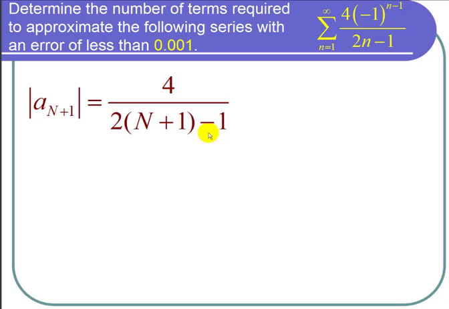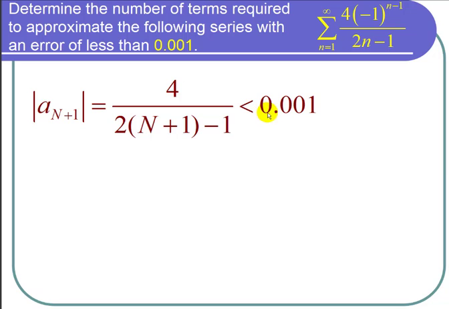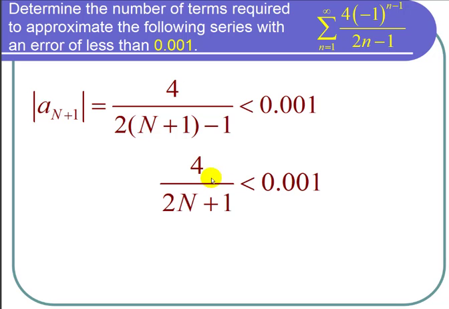So if we set this to be less than 0.001, then that will give us the n that we need to use to calculate the first n terms to get a small enough error. So the rest is just algebra. I'm going to multiply the 2 through and combine like terms. And I get that 4 over 2n plus 1 is less than 0.001.